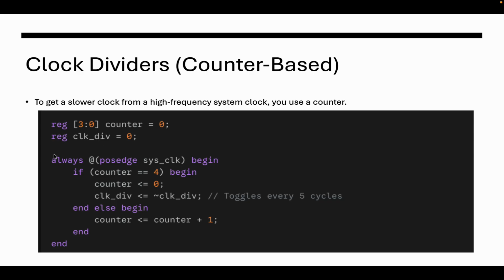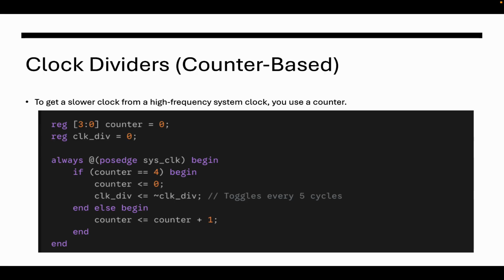You declare a 4-bit counter, and a register variable called clock division, and I'll initialize it to 0. At every positive edge of the system clock, I'll begin the counter. If counter is equal to 4, you will begin it. It means until the counter reaches 4, we'll keep on doing it. Counter should be less than or equal to 0. Your clock division will get the negation. It means it toggles every 5 cycles. If this is not happening, you will increment the counter. This is the basic working.